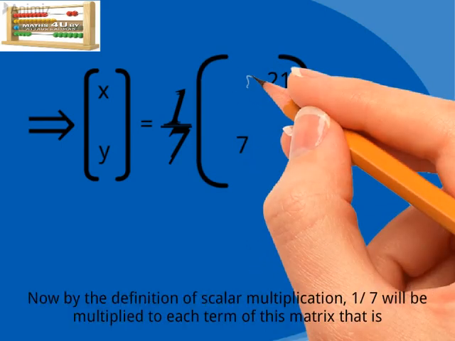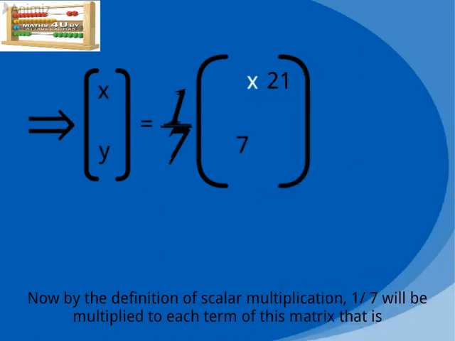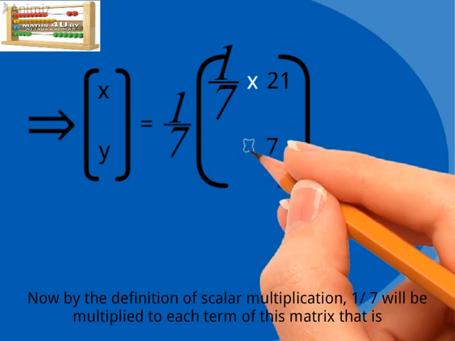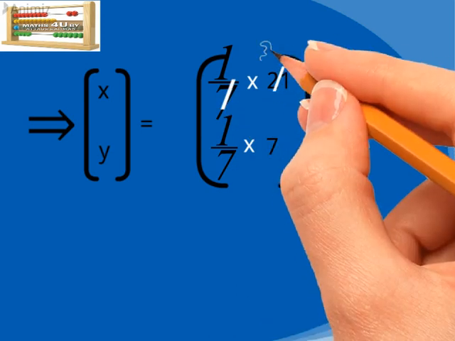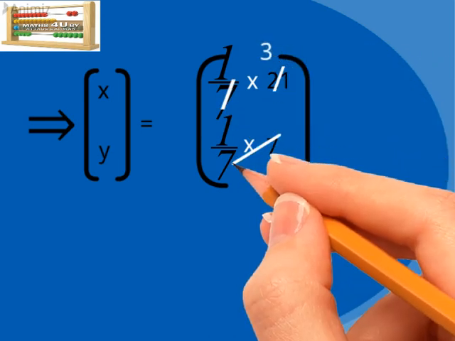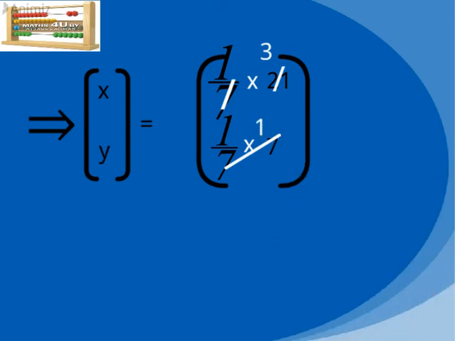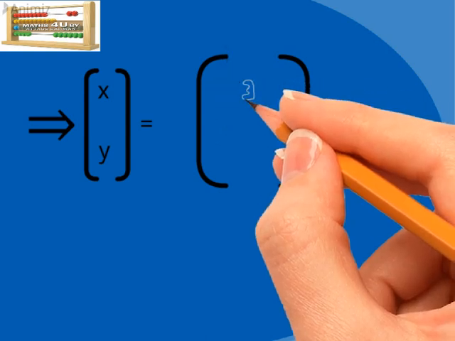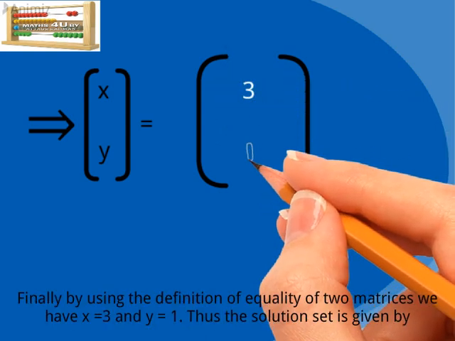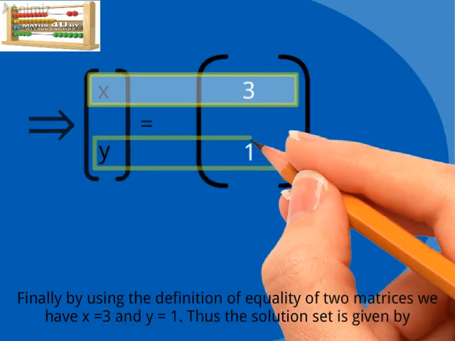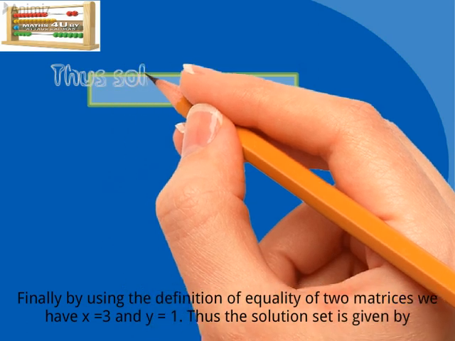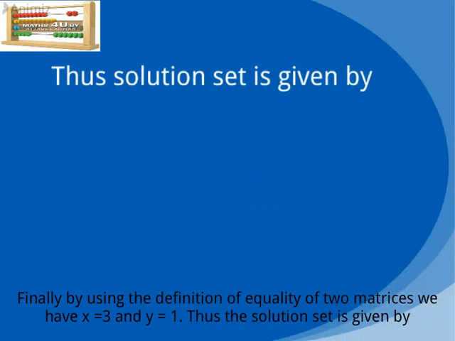Now by the definition of scalar multiplication, 1 upon 7 will be multiplied to each term of this matrix. That is, now by simplifying, we have, finally, by using the definition of equality of two matrices, x is equal to 3, and y is equal to 1. Thus the solution set is given by this.